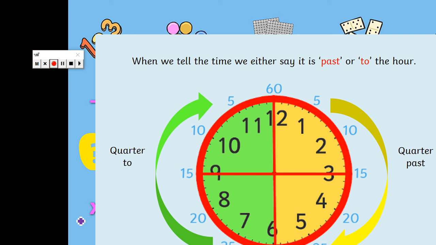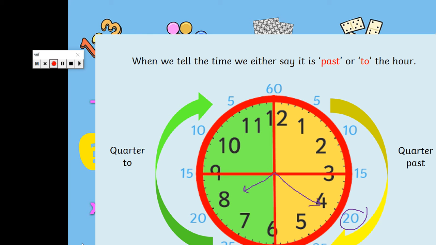Let's have a look at another one. So this time my minute hand is pointing at 20 past and my hour hand is pointing at 8. So it is 20 minutes past 8.